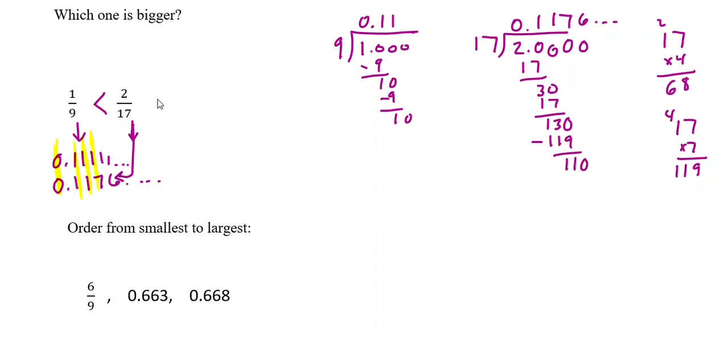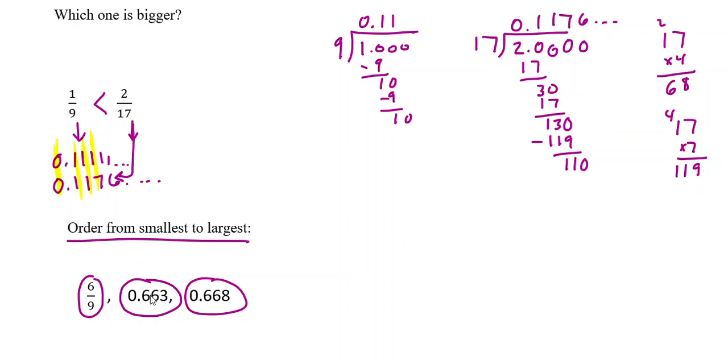All right, well, that was tricky and challenging. Let's do another one, and this is just a different type of question that's asking the same thing. It says order from smallest to largest, and I have 3 numbers this time, and we're going to write them in order. The first number is 6/9, then 0.663, and then 0.668.